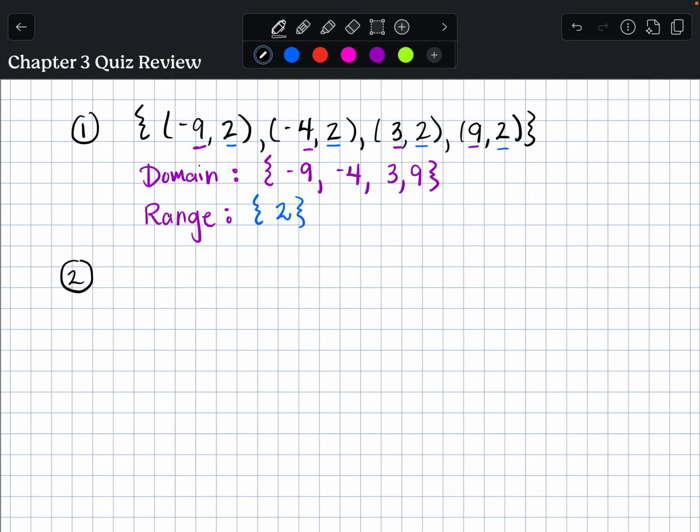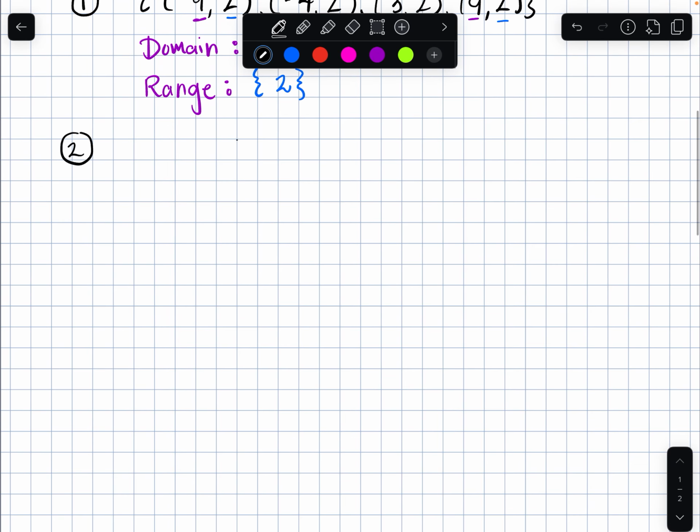Number two, you're going to be asked, given a graph, to state whether or not the relation is a function.